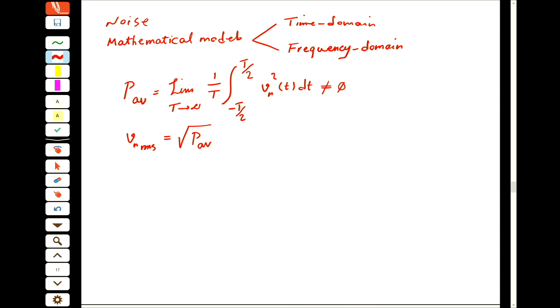And then we said that if we have multiple sources of voltage noise, then we can add them together by this formula: the Vn RMS total equals the square root of Vn1 squared plus Vn2 squared, and so on. So this is the time domain definition.